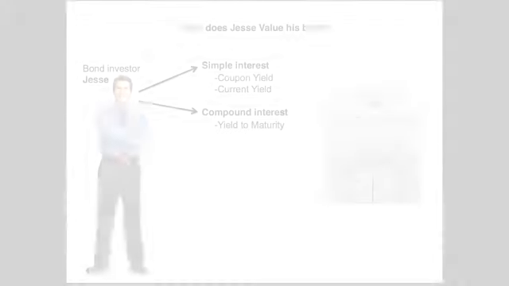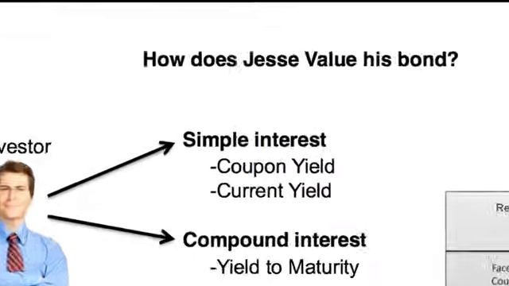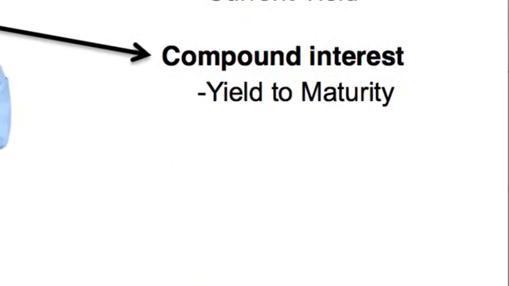So let's get started. As you can remember from the second lesson, we have our bond investor, Jesse. Jesse has his bond from Real Estate Empires, and we're going to look at different ways in which Jesse can value this bond. So really there's 2 different ways. You can look at the simple interest or you can look at the compound interest.